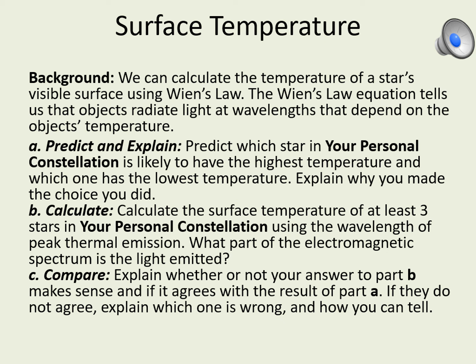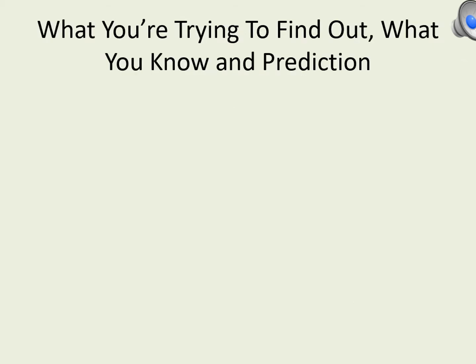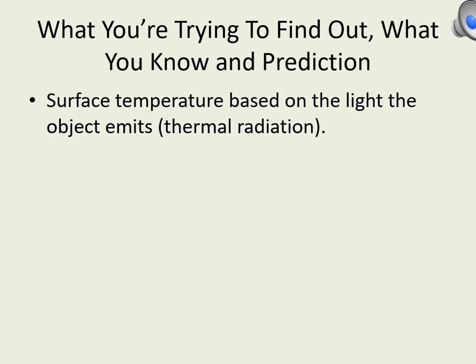This question is probably the easiest calculation we do this semester, but it's also very important for the way we classify stars. This time, we're calculating a star's surface temperature based on the light it emits. Remember that the name for the light emitted by an object because of its temperature is thermal radiation. So we're using thermal radiation to measure the temperatures of stars.